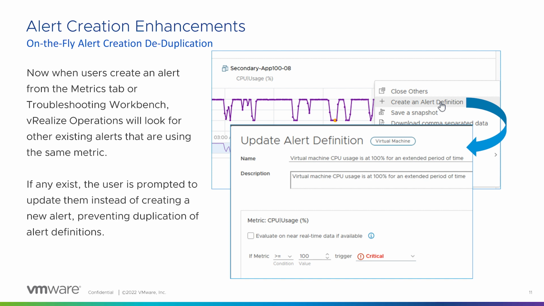So what you're effectively doing here is potentially creating alert storms for yourself and getting into a real mess. So what we're also introducing is another enhancement where we look to see if there's another alert that uses the same metric. And if there is, then we're going to have you update that existing alert definition rather than creating a new one and, again, getting ourselves into trouble with alert storms.